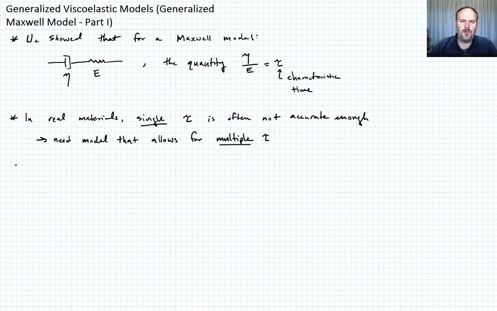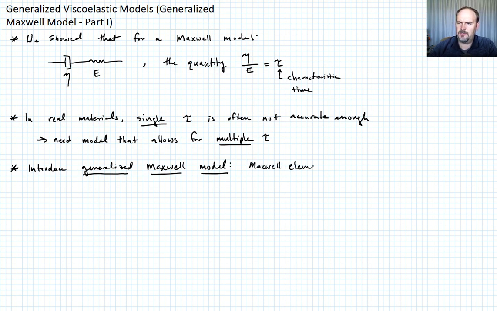So to do this, we introduce what's called the Generalized Maxwell model. All the Generalized Maxwell model is, is Maxwell elements, simple Maxwell models, not in series, but in parallel. So what does that look like?